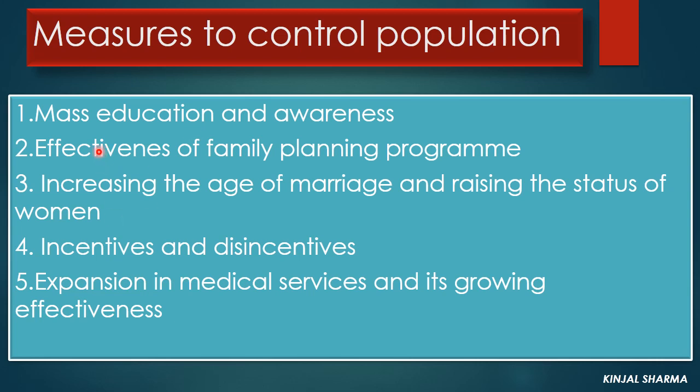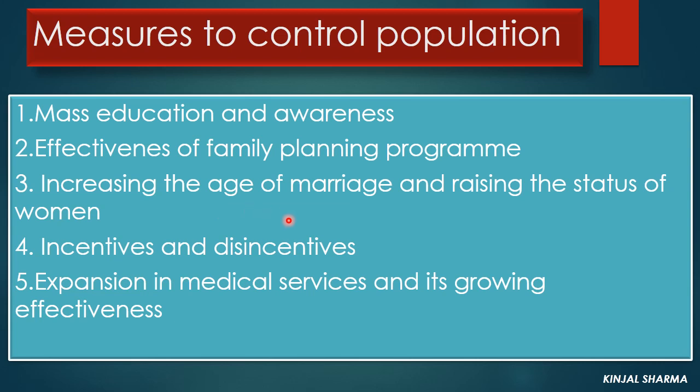Second is the effectiveness of the family planning program. To make the family planning program more effective, along with public awareness, family planning services and incentives were also increased. It is essential to make contraceptives simply, easily and affordably available. In the population policy of 2000, changes were made in family planning programs by reducing the importance of sterilization. Emphasis was placed on preventing unwanted pregnancy through preventive methods.